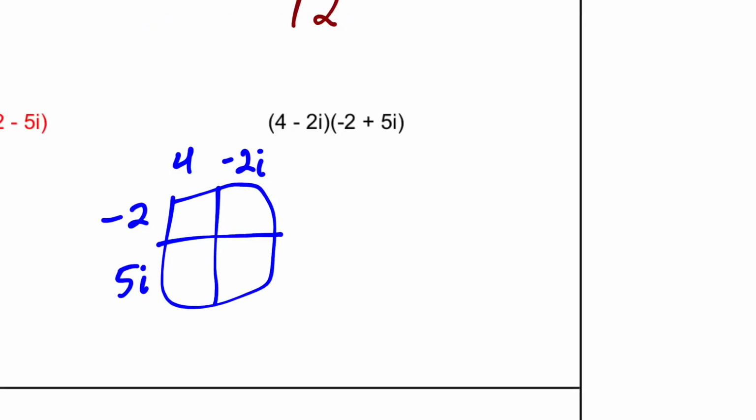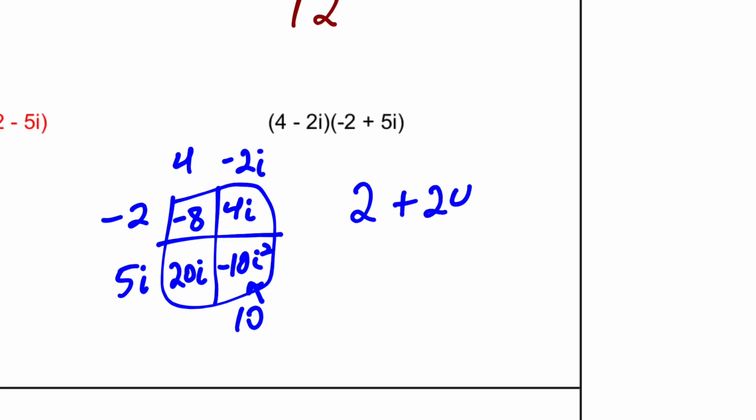To multiply these binomials, I'll use the box method or the area model. Negative 8, 4i, 20i, negative 10i squared. And that negative 10i squared I could write as a positive 10. So if I combine this, I get 2 plus 24i.